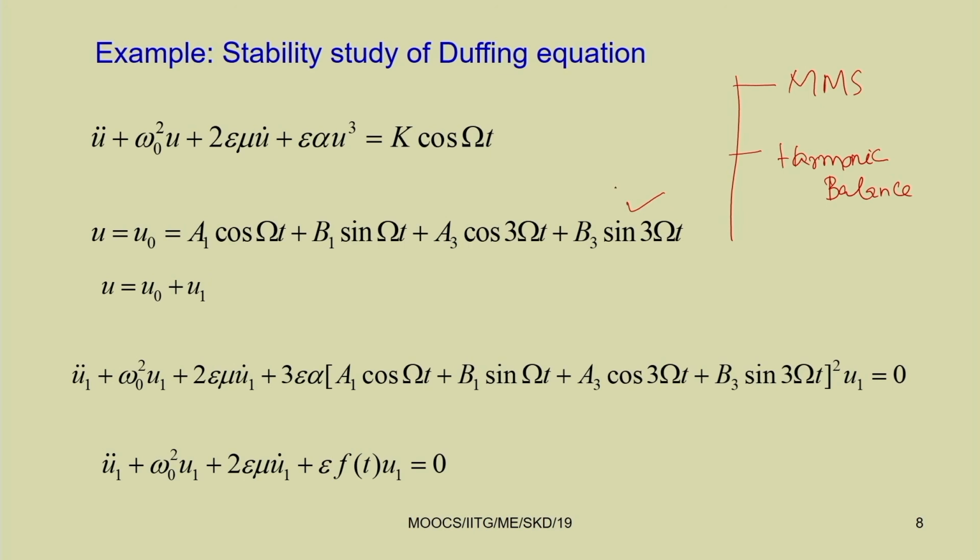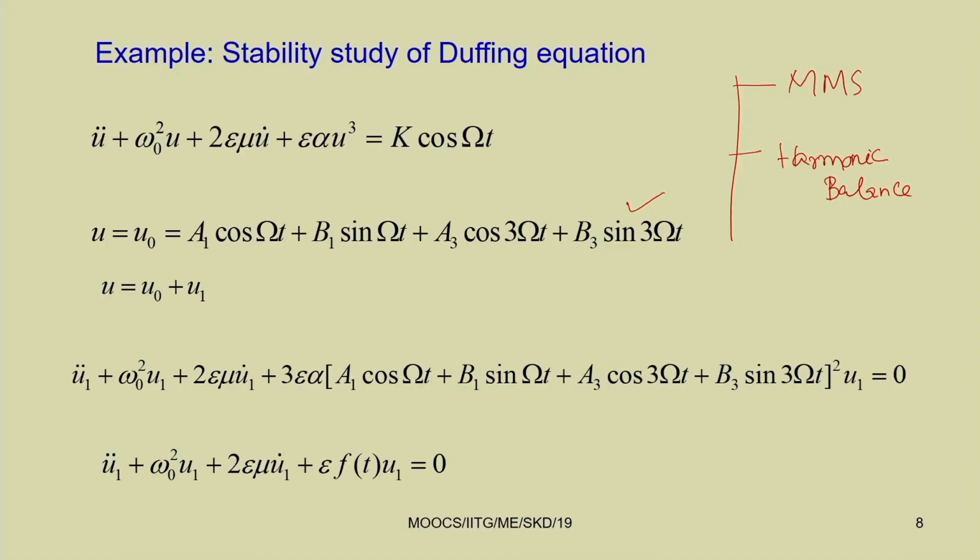Now, by substituting this in the original equation and then separating the coefficients of cos omega t, sin omega t, cos 3 omega t and sin 3 omega t, we get a matrix of A and B. By solving that matrix, we can get the coefficients a1, b1 and a3, b3, and we know the solution u equal to u0. So, in that case we get this u0, the equilibrium state.